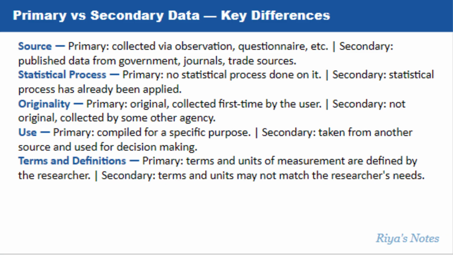Statistical process, primary, no statistical process done on it. Secondary, statistical process has already been applied. Originality, primary, original, collected first time by the user. Secondary, not original, collected by some other agency. Use, primary, compiled for a specific purpose. Secondary, taken from another source and used for decision-making.